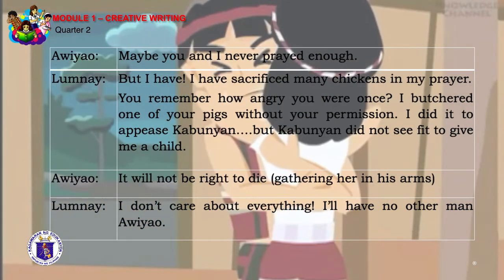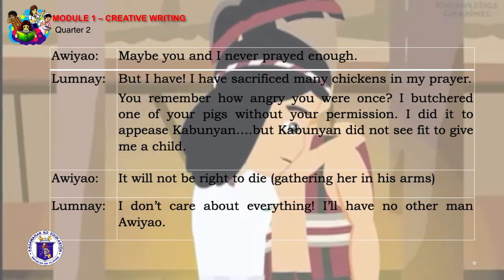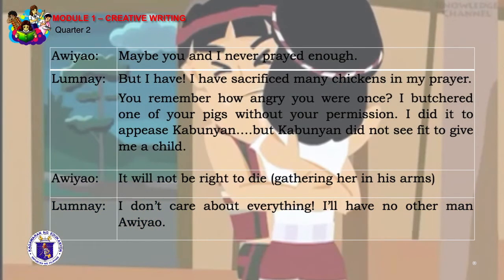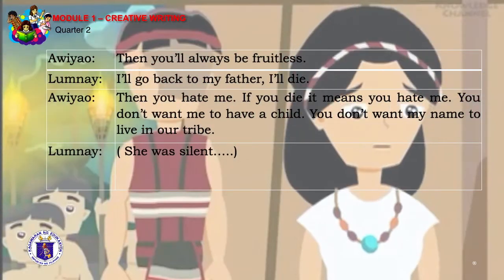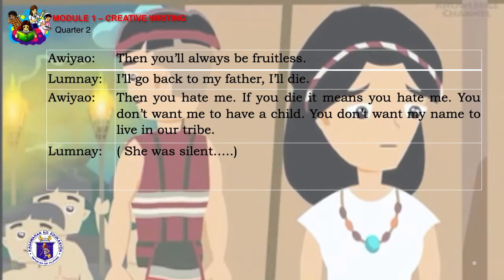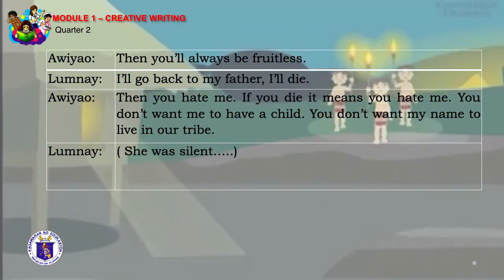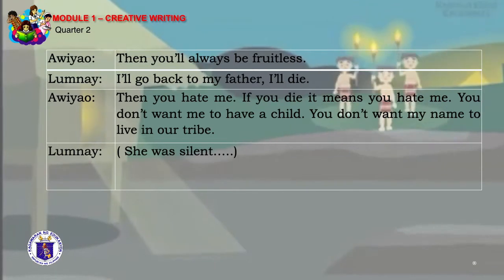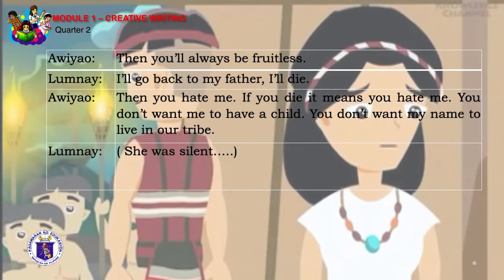Gathering her in his arms. I don't care about everything. I'll have no other man, Lumnay. Then you'll always be fruitless. I'll go back to my father. I'll die. Then you hate me. If you die, it means you hate me. You don't want me to have a child. You don't want my name to live in our tribe.